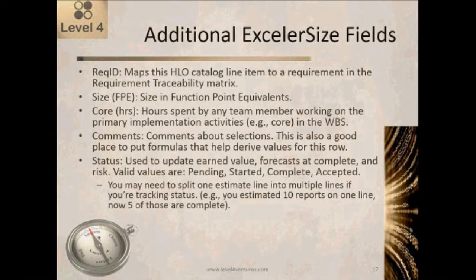Then I'd mention that in addition to these core elements, there are some additional ExcelerSize fields that I'll touch on briefly. So requirement ID is what we use to map this particular HLO catalog line item to a requirement in a requirement traceability matrix. So it's used for traceability purposes, so that we can consolidate up and provide traceability in terms of effort, cost, and so on. Size and function point equivalence is a calculated field by ExcelerPlan. It's not an input field.